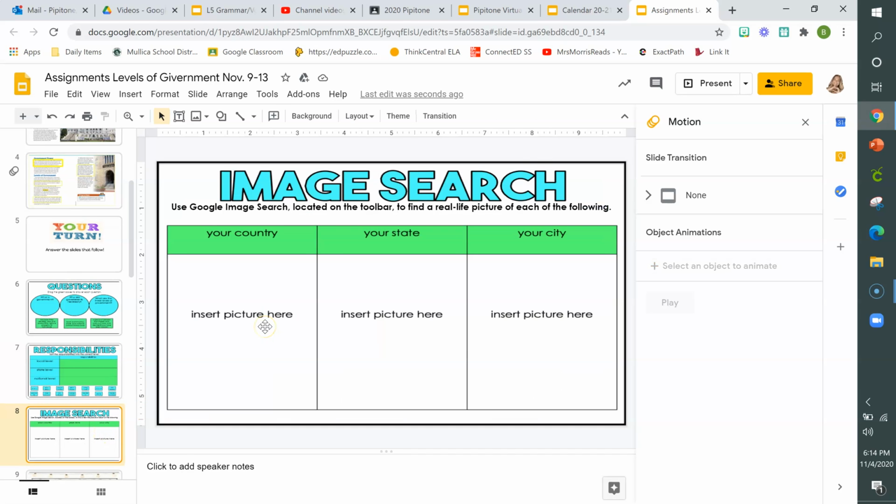Your final activity is an image search. You can use the Google image search located in the toolbar to find real-life pictures of each of the following: our country, our state, and our city.